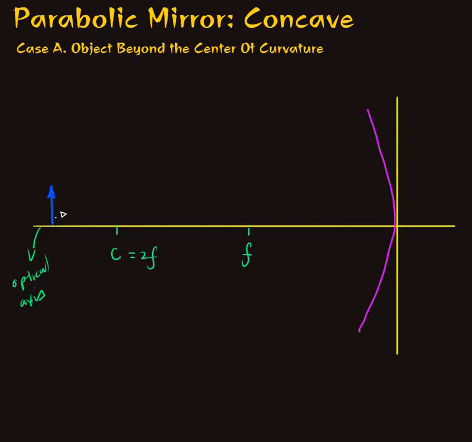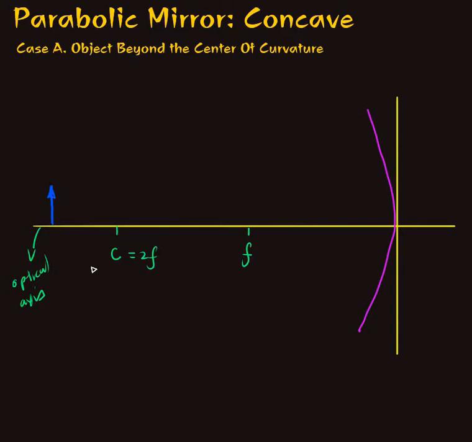Here, let's draw an object which is a blue arrow, and I hope you can see it because I put the background black because the yellow thing looks much nicer. But here, we need to learn how to do ray tracing with parabolic mirrors.